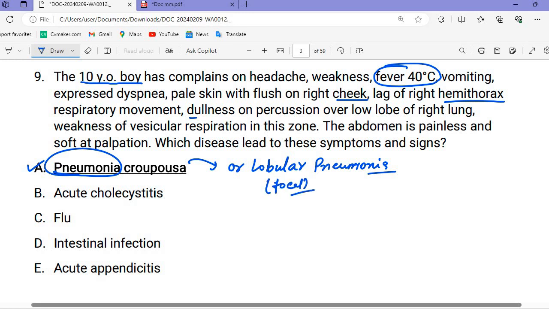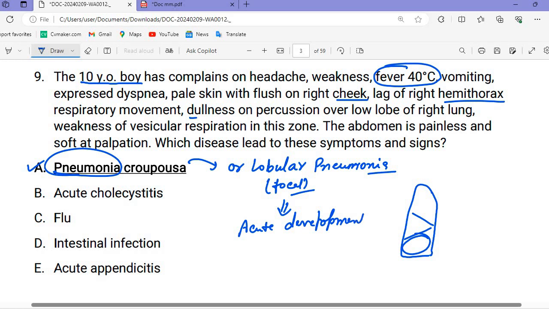See, if I say this is my lungs, we will be having lobes. So if any particular lobe is affected, we call this lobar pneumonia. In this lobar pneumonia there will be consolidation, and it has an acute development. It can have entire lobe involvement. It involves the entire lobe by a process of inflammation.